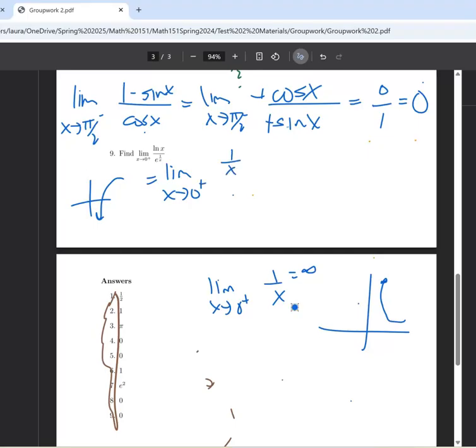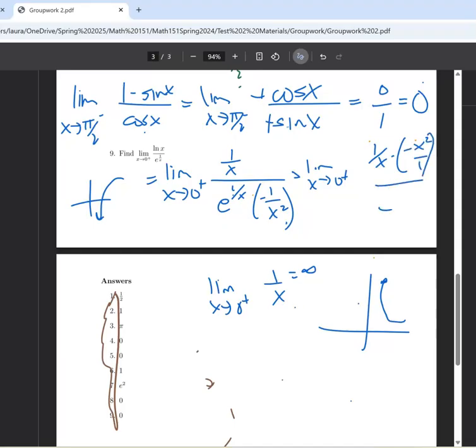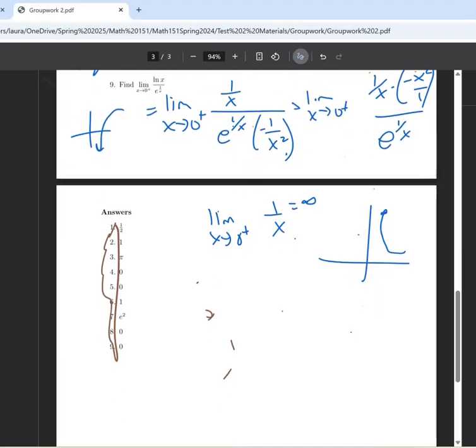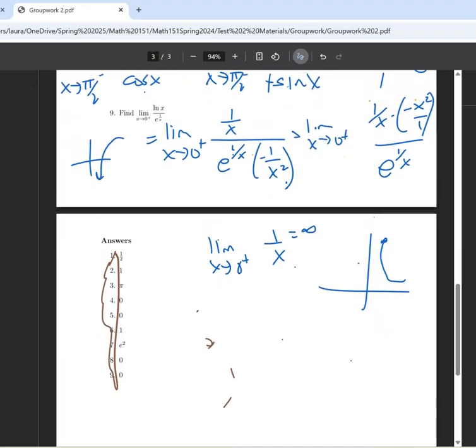All right, now we're ready to do L'Hopital. So I get a 1 over x over, for the derivative here, I do the chain rule. e to the 1 over x times negative 1 over x squared. Let's take the time to simplify. So you know this flips up, right? So I'm going to go slow. 1 over x times negative x squared over a 1, and then e to the 1 over x.